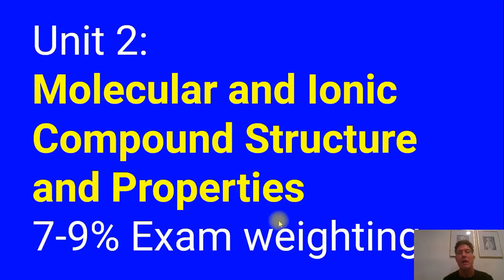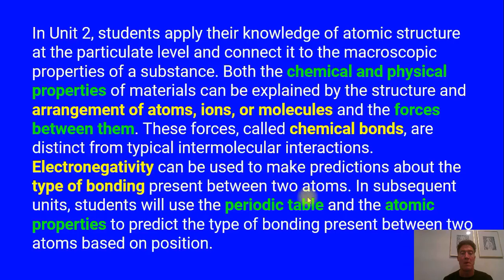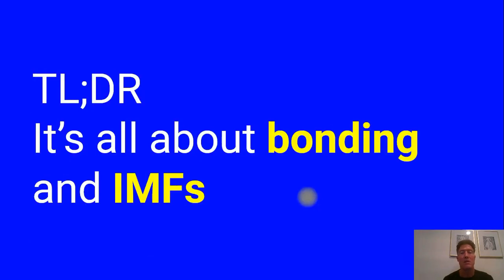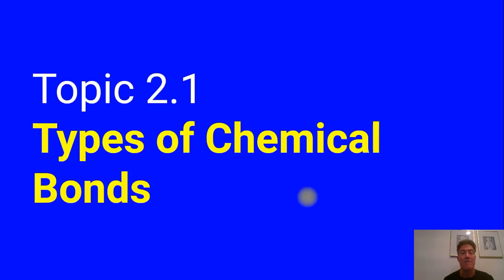Unit 2 is covering molecular and ionic compound structures and properties, and this covers between 7 and 9% of the average AP exam. So here's the long, drawn-out explanation. You're welcome to read that. Too long, didn't read. It's all about bonding and intermolecular forces, particularly electronegativity.